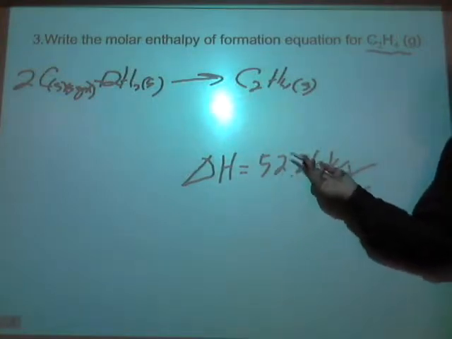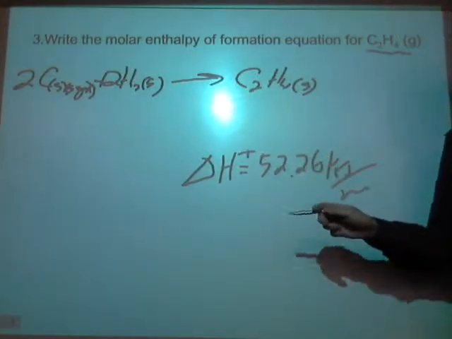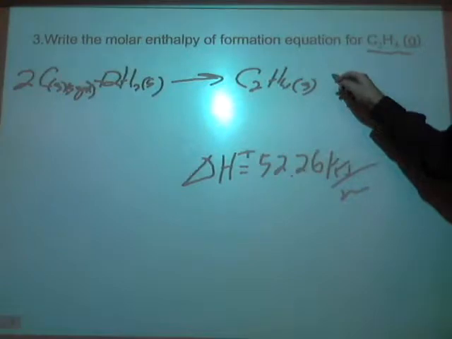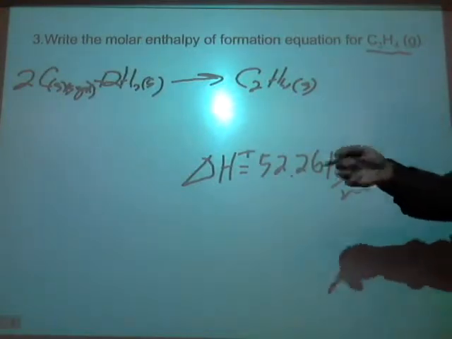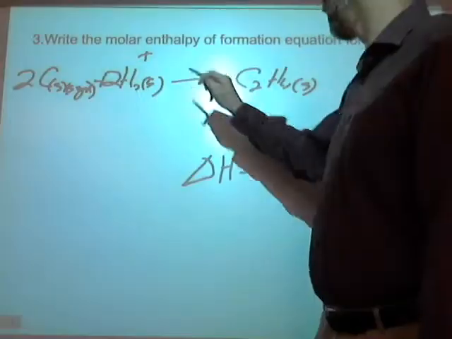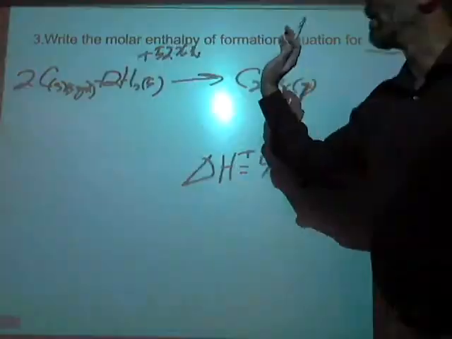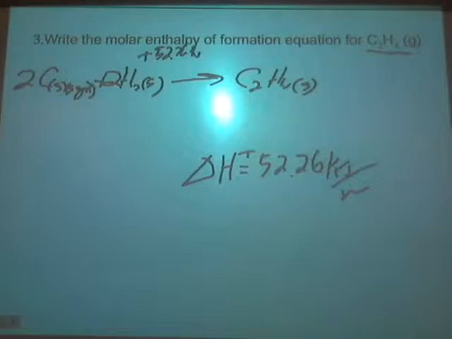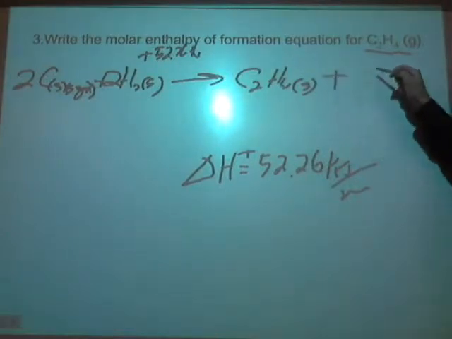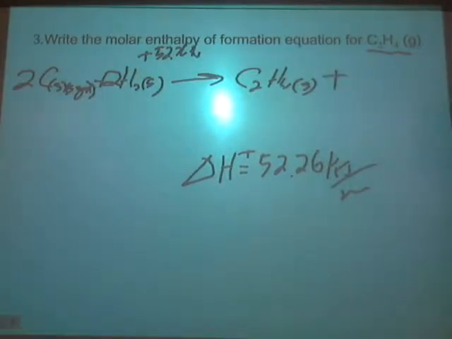Right, I know. If it's a positive value, it is not over on this side. That means it was absorbed, so I have to put it somewhere over here. So you would probably rewrite that with 52.26 kilojoules over on that side of the equation. If it had been a negative value, you would have put it as a positive value over here. I like to keep the numbers positive.